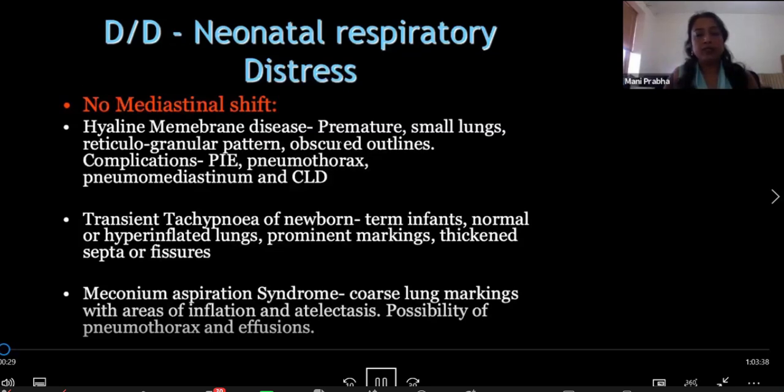So in hyaline membrane disease, the infant is preterm, the lungs are small, there can be a reticulogranular pattern, obscured outlines, and the complications can be PIE, pneumothorax, pneumomediastinum, and chronic lung disease. In transient tachypnea of newborn, the lungs are normal or hyperinflated. They can show prominent markings, thickened septae or fissures. In meconium aspiration, there will be coarse lung markings with areas of inflation and atelectasis. There is possibility of pneumothorax and effusions also.